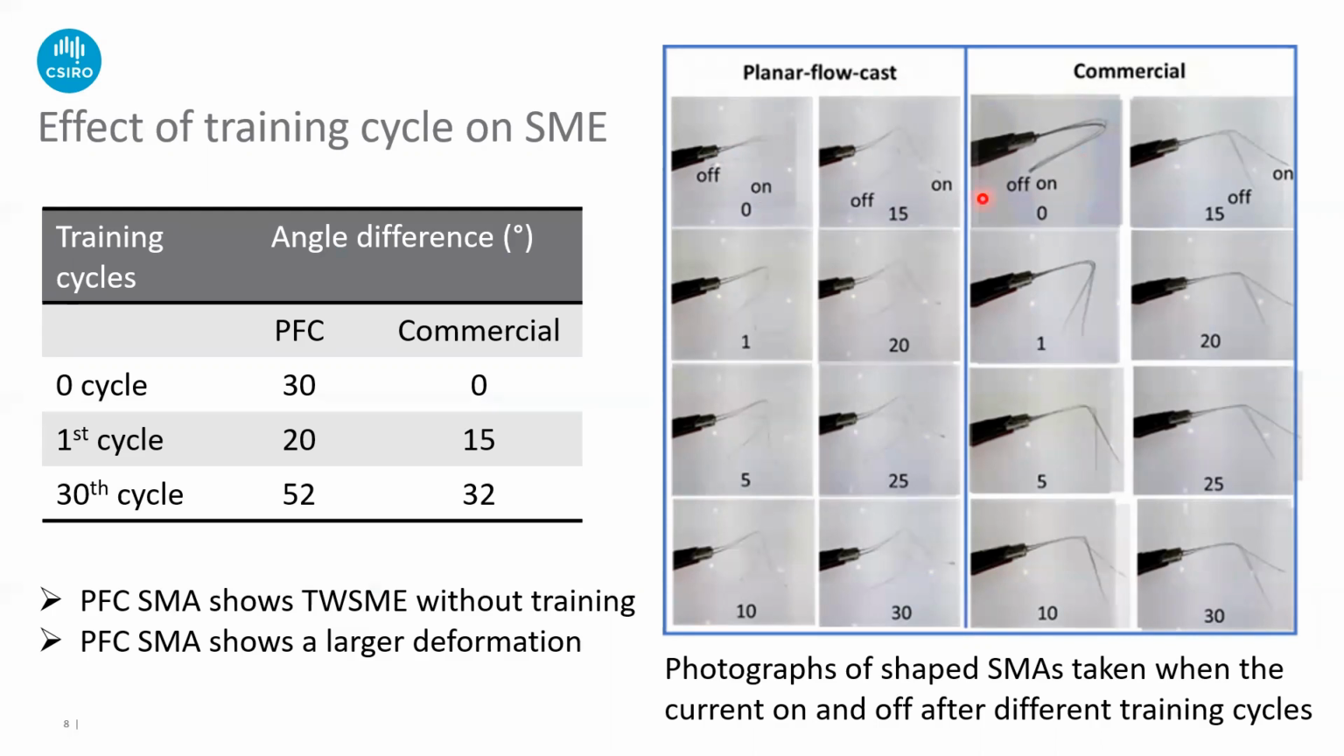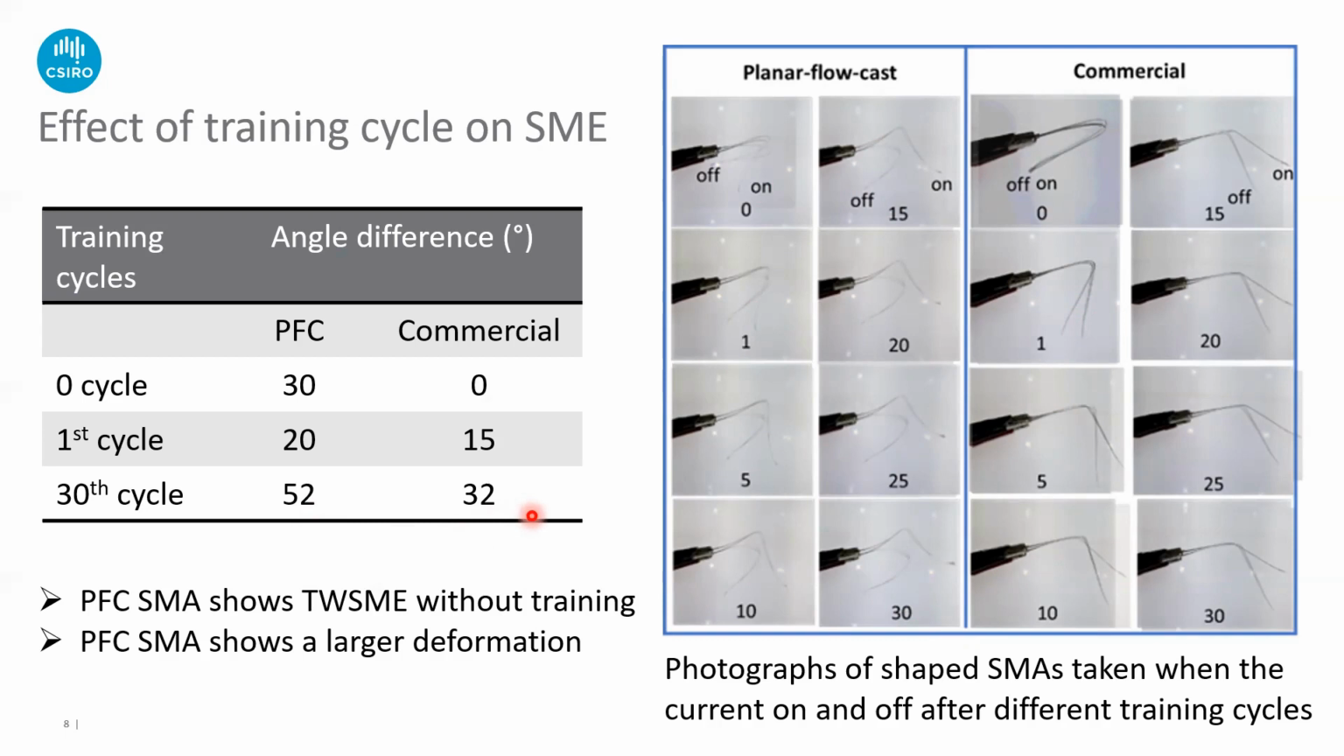After the first cycle, we can see the angle difference is 20 degrees for the planar forecast material, but for the commercial one, it's only 15 degrees. And we can see the angles keep increasing, both for the planar cast material and the commercial one. After 30 cycles, the angle difference increased to 55 degrees for the planar forecast material, but for the commercial ones, it's only 32 degrees.